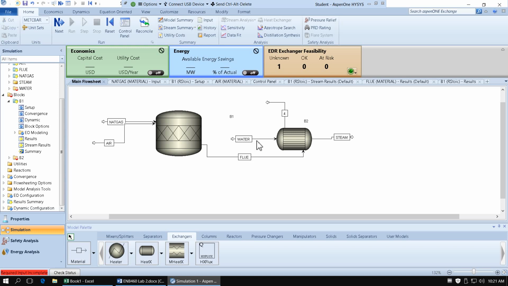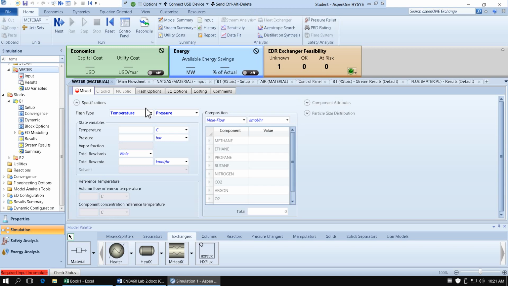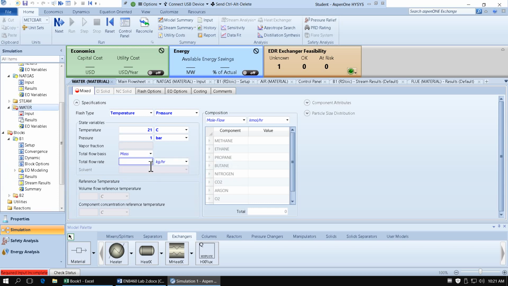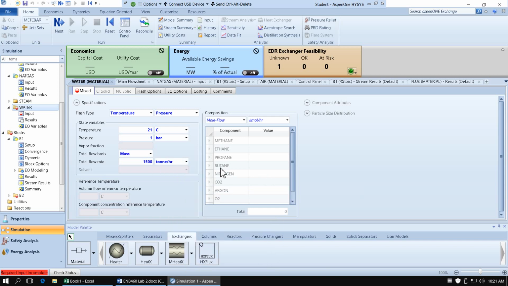Right, so let's just specify this stream at ambient conditions, entering the heat exchanger or the boiler at ambient conditions, 21 degrees Celsius and 1 bar. And as specified, you want 1,500 tons per hour, so that's a mass flow. You can put in 1,500 and then change units to tons per hour.